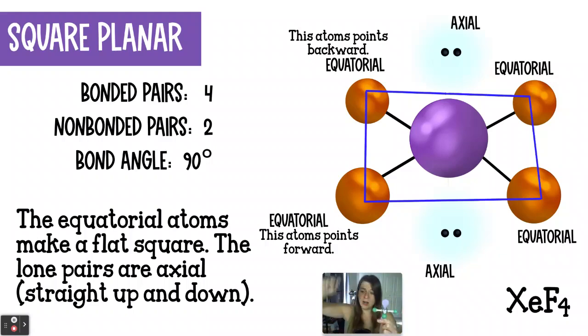This one's very rare. You see here the formula is xenon tetrafluoride. Xenon does not really like to bond because it's a noble gas. So this one is something that you have to really force to happen. You know xenon doesn't like to bond.